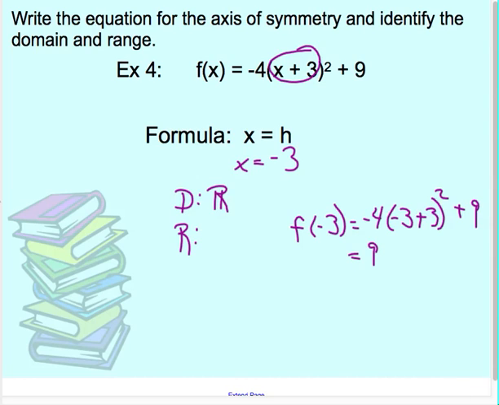This time our a value is negative, so that means the graph opens down. So our range will be y is less than or equal to 9 because the graph is opening down.